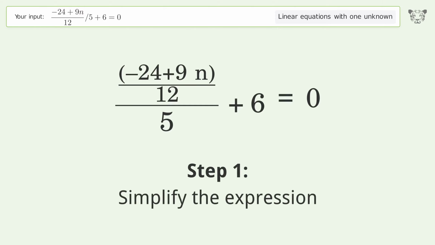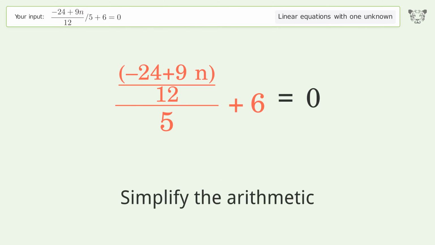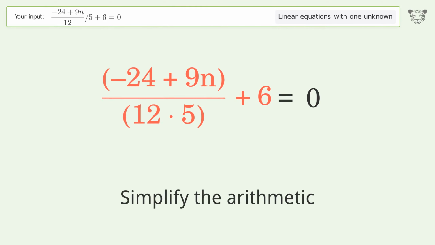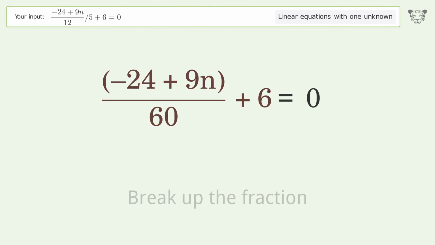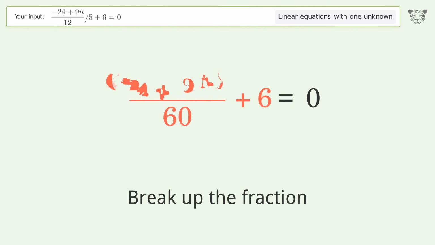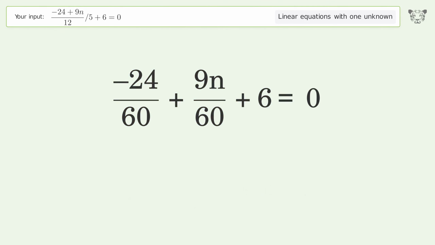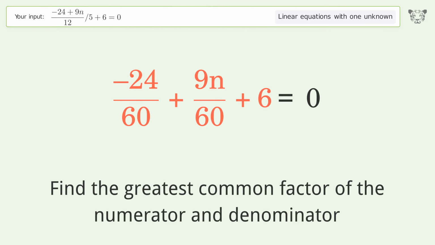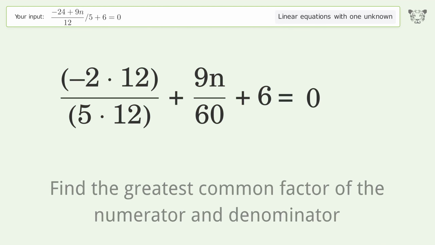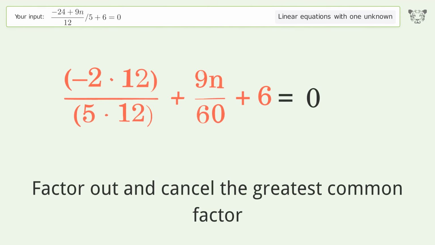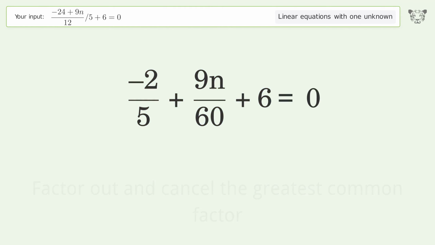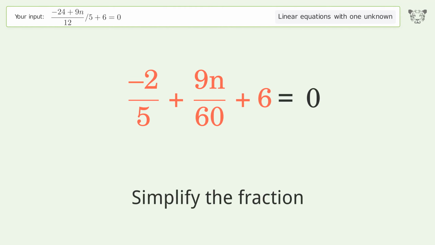Simplify the expression. Simplify the arithmetic. Break up the fraction. Find the greatest common factor of the numerator and denominator. Factor out and cancel the greatest common factor. Simplify the fraction.